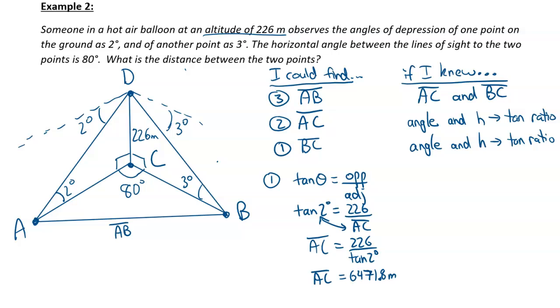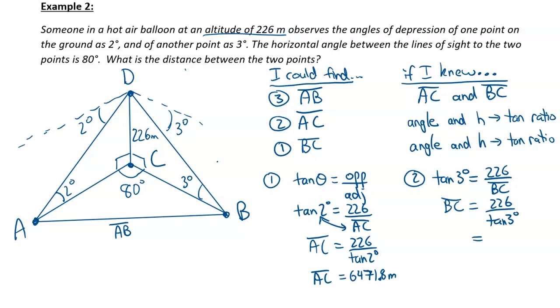Again, I'm trying to keep some extra decimal places here so that I'm more accurate. The more decimal places you keep in your calculator, the better. So I'm going to do the same thing now for the 3 degree angle. And so that's 226 over the length of BC. And I get BC again by multiplying both sides by BC and dividing both sides by tan of 3. Switching those up, I get 226 over tan of 3 degrees.